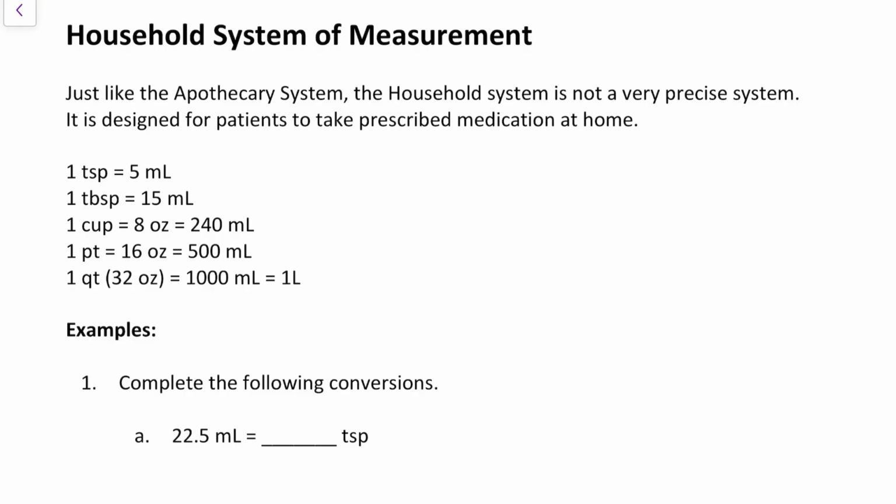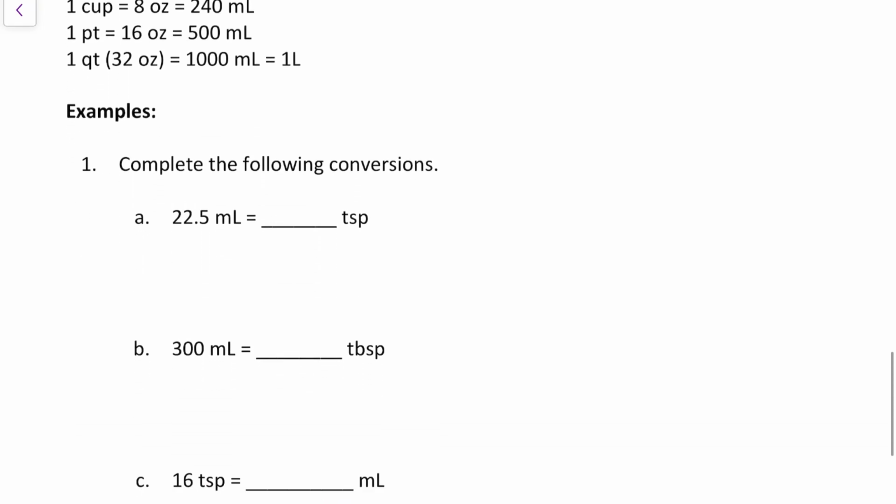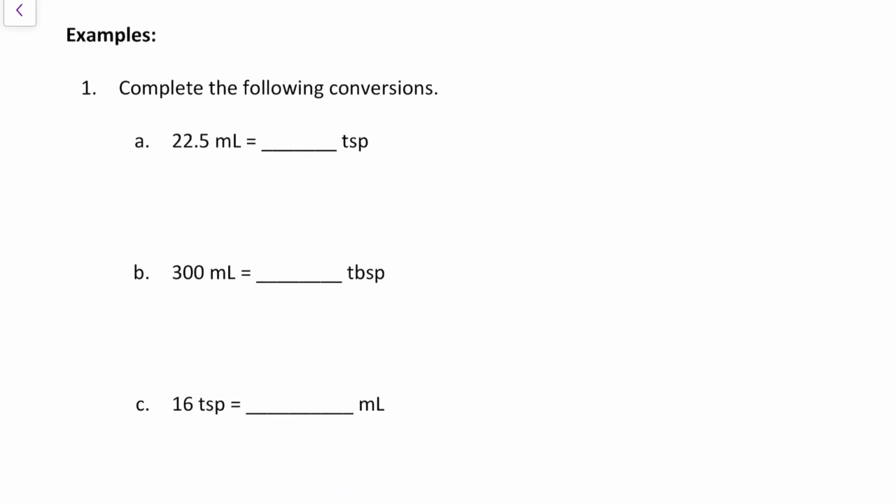A cup is 8 ounces, which is approximately 240 milliliters. I think it's like 236 something. And 1 pint is 16 ounces, which again is approximately 500. I think it's 473 milliliters. So again, those are approximations. And then 1 quart or 32 ounces is about 1,000 milliliters or 1 liter. So using these conversion rates, let's look at converting between the metric system and the household system and back. Again, we're focusing mainly on teaspoon and tablespoon because that's what medications are going to be given as.